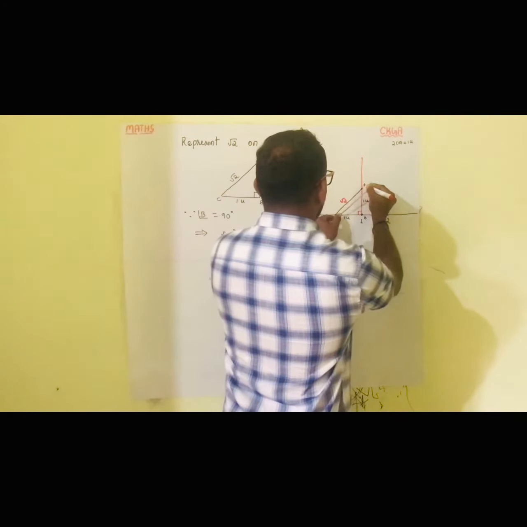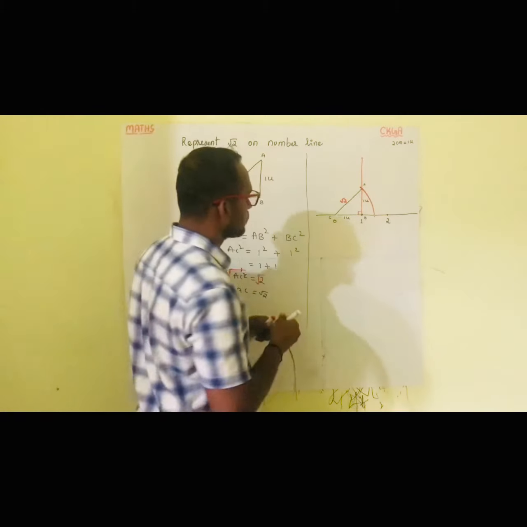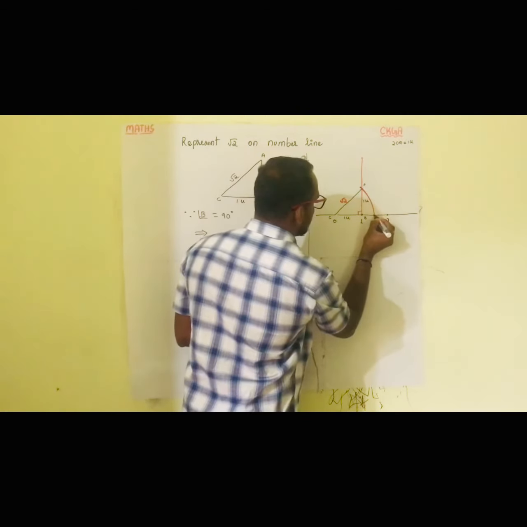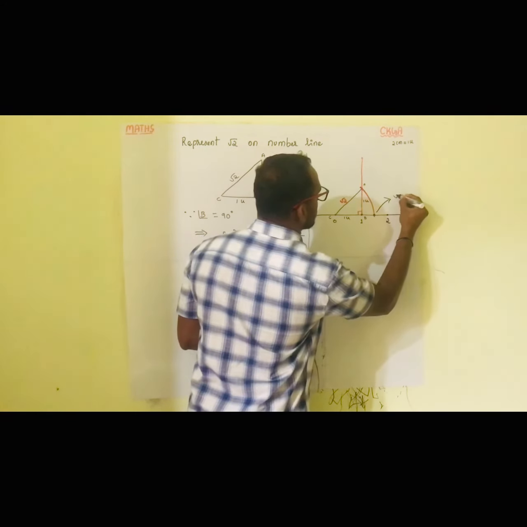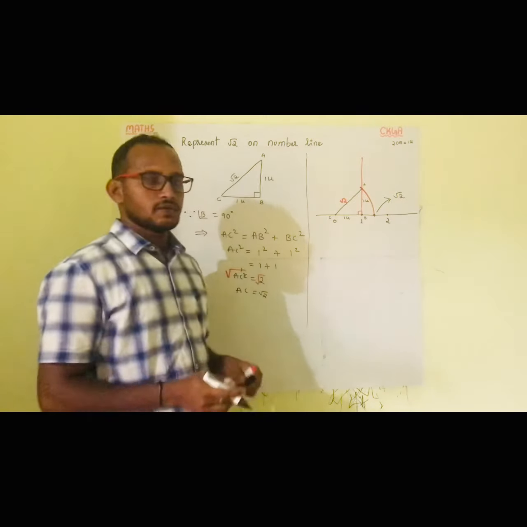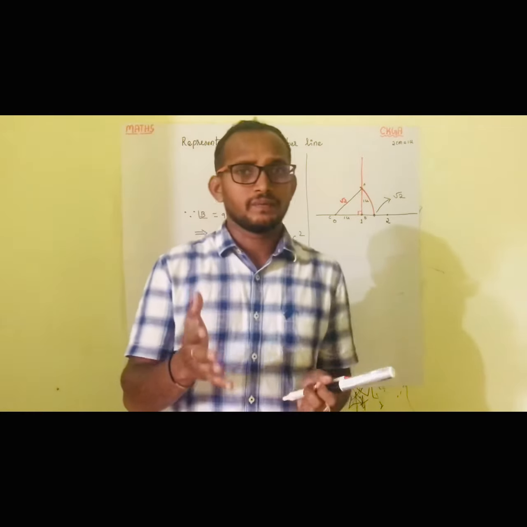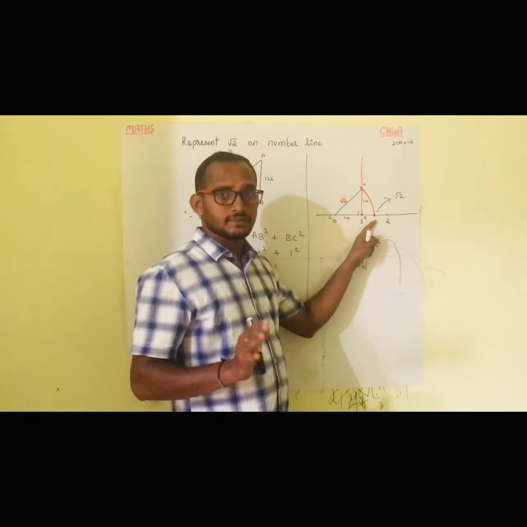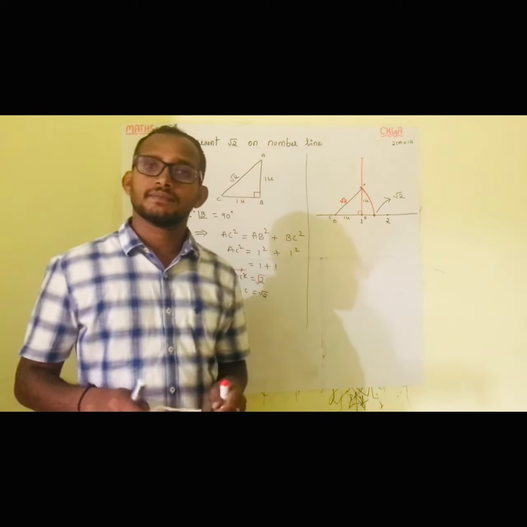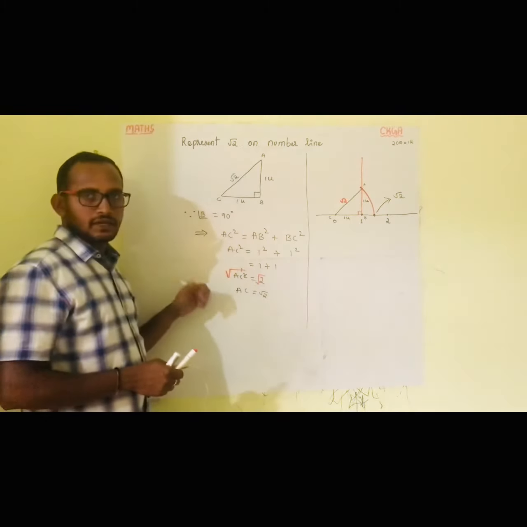Just have a look here. See that? Just see at this point. So this point represents root 2. Now you can say this is root 2. I know that the value of root 2 is approximately equal to 1.41 something. So this is how you can represent irrational numbers on the number line with the help of the Pythagorean theorem.